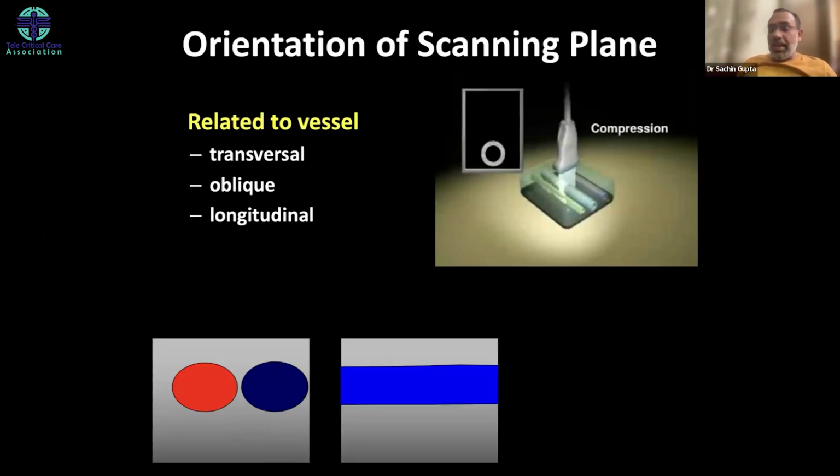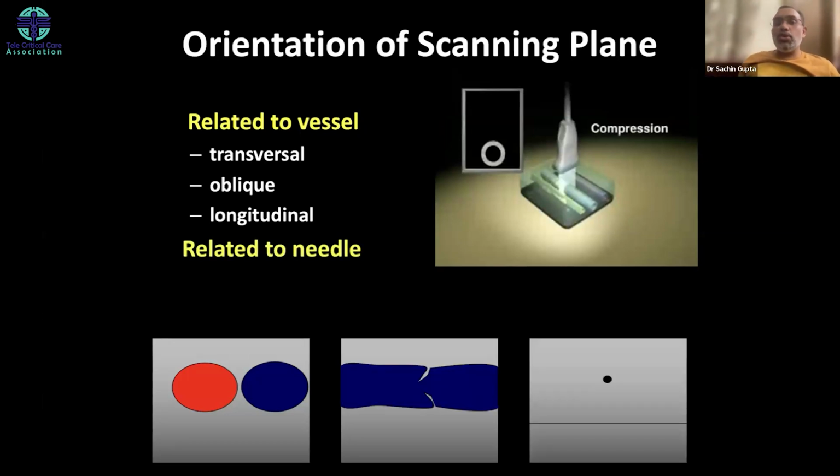The second one is the oblique, where you see everything as oval. The third one is a cylindrical structure, what we call an inline approach, or a longitudinal axis, or long axis, whatever word you want to use, but your vessel should appear as a cylinder. If you are puncturing an artery, it should appear as a cylinder. If you are puncturing a vein, it should appear as a cylinder. Then in relation to the needle, if you are doing it in a short axis, which means the probe is cutting the needle perpendicularly, you will see a dot on the screen.